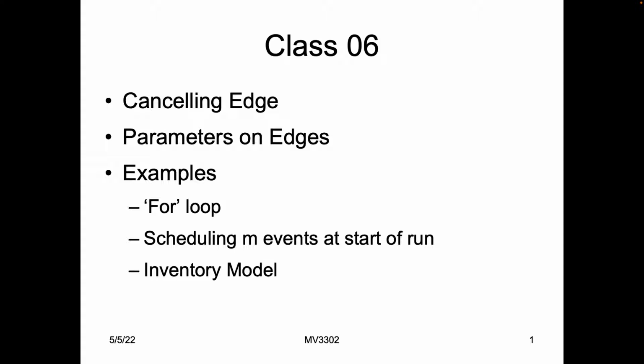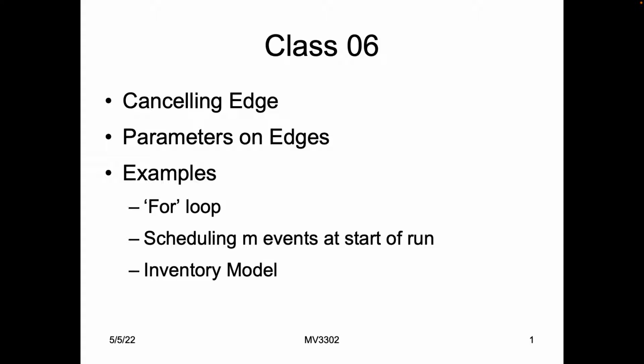Okay, so today the two additional features are going to be what's called a canceling edge. So far we've had just a scheduling edge. So we'll see what a canceling edge is about. And then we'll see parameters on edges, which is going to be basically analogous to having parameters in methods.